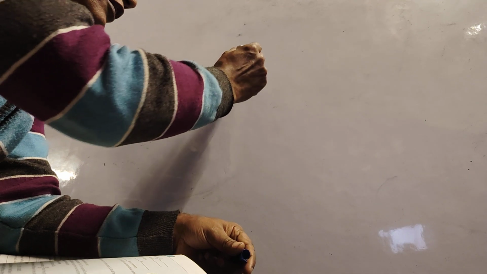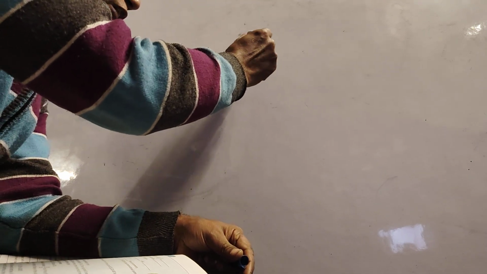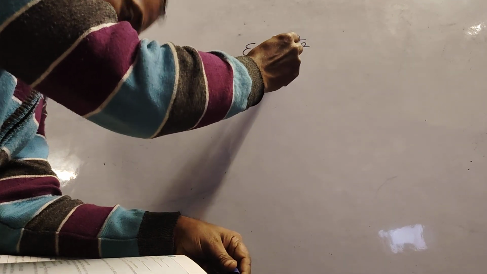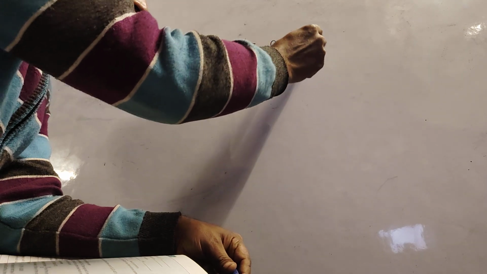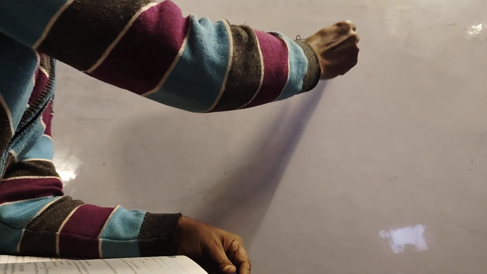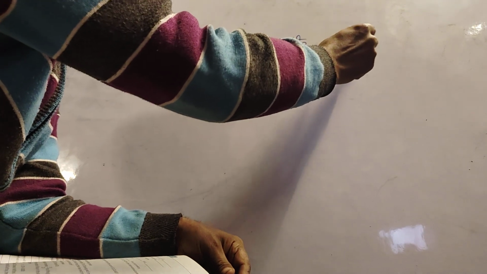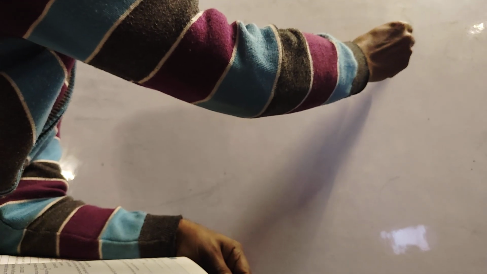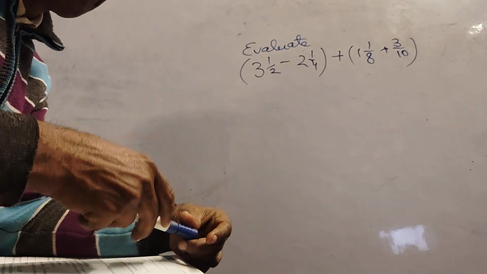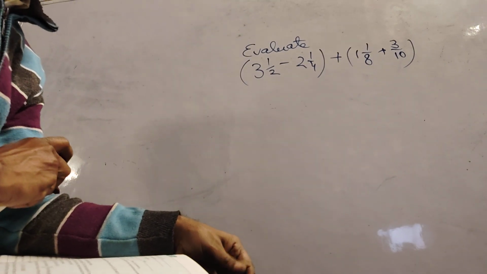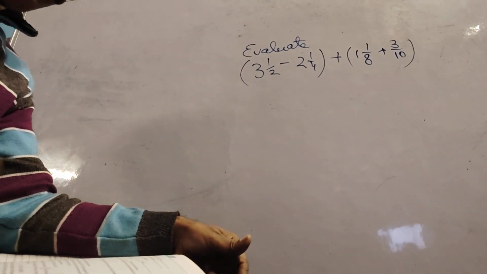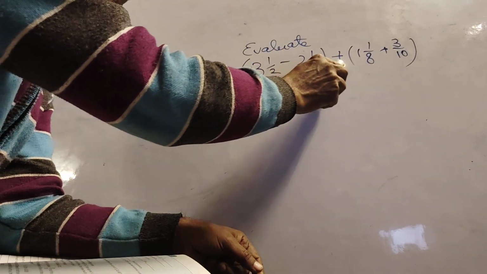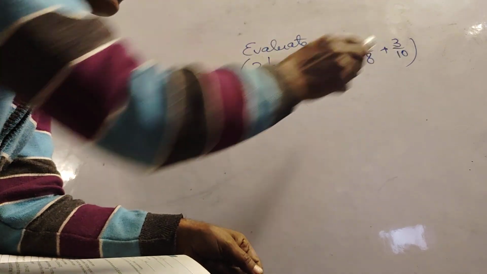Can you evaluate 3 complete 1 over 2 minus 2 complete 1 over 4 plus 1 complete 1 over 8 plus 3 over 10? What do you say? Solve this one: 3 complete 1 over 2 minus 2 complete 1 over 4 plus 1 complete 1 over 8 plus 3 over 10.